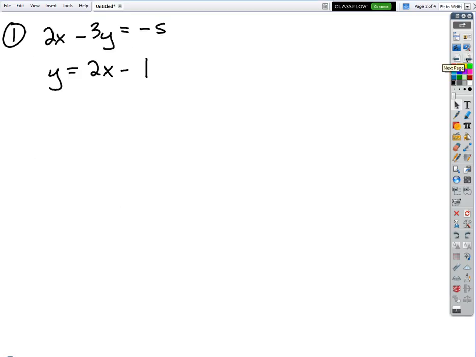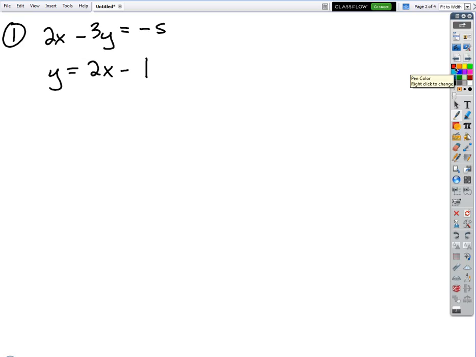Okay, on this first one, you've all had a chance to look at this now. How am I going to approach this? What method am I going to use to solve this linear system? Substitution. Very good. How come? Okay, good. It's easy to isolate one of the variables, and in this case, it's already isolated, right? So when we have a variable isolated, what do we do?